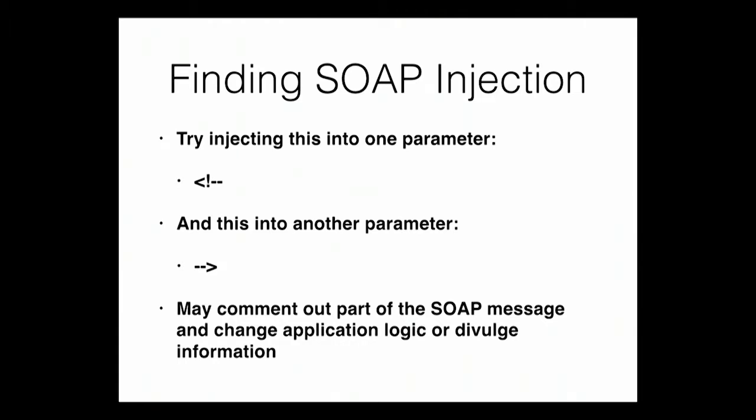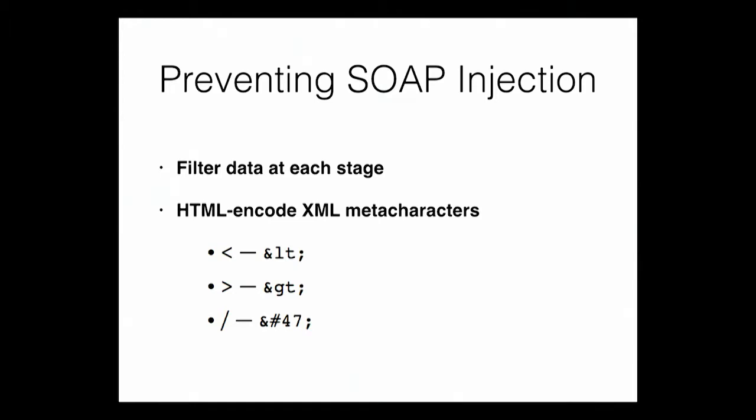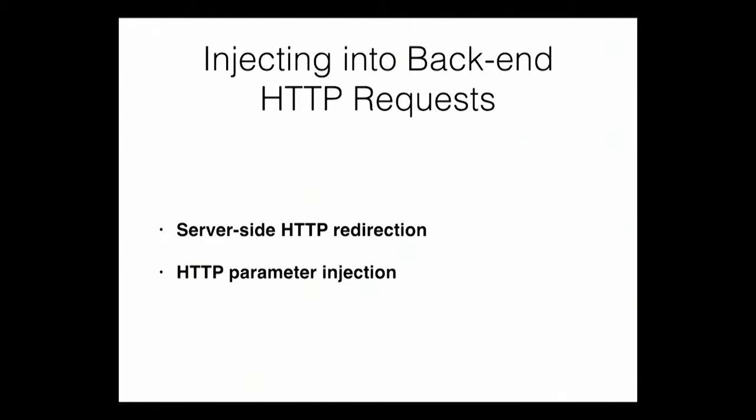So inject that into one parameter, that into another parameter. That will remove whole blocks of code. So if you're lucky, you'll take away the code that sanitizes data or whatever, the code that checks to see if you really have enough money in your account before giving you the cash or anything like that. So if you want to prevent this stuff, you obviously want to block all these meta characters or properly encode them as ampersand, LT, semicolon, and so on, so they will not be interpreted as meta characters at the other end.